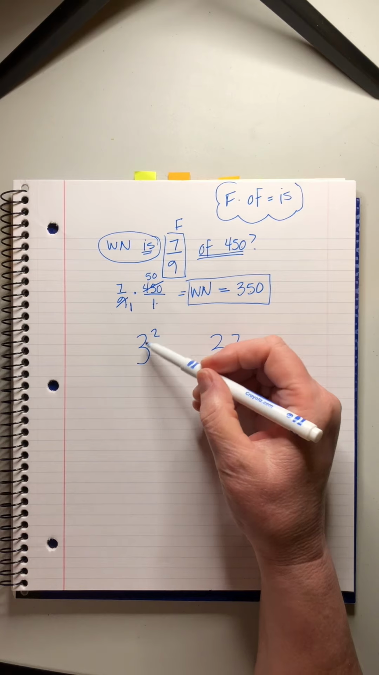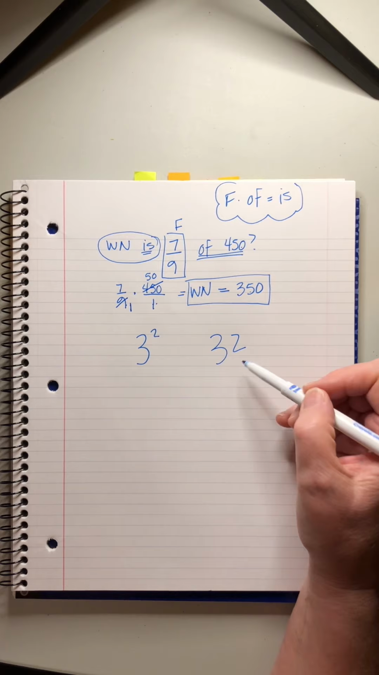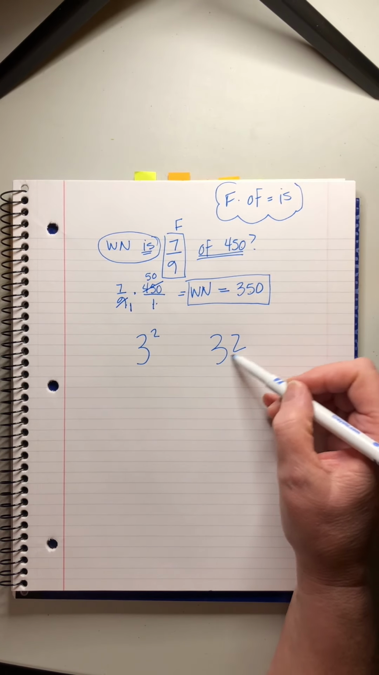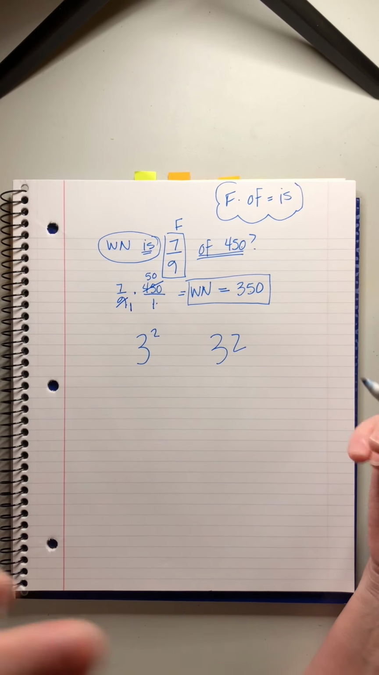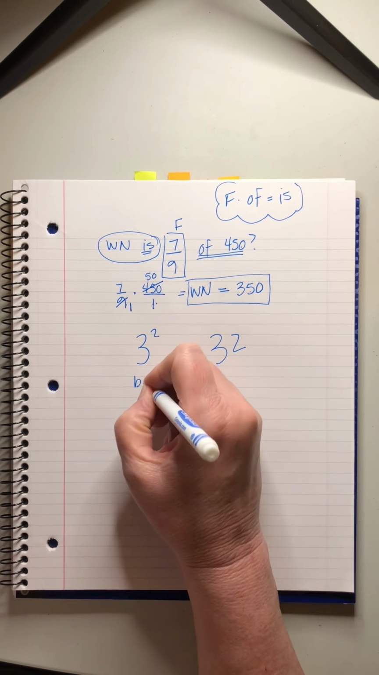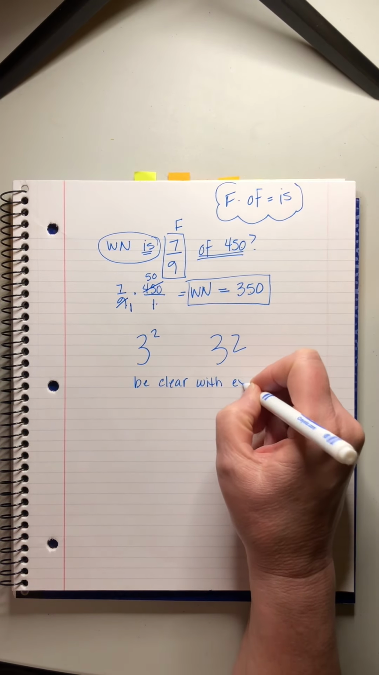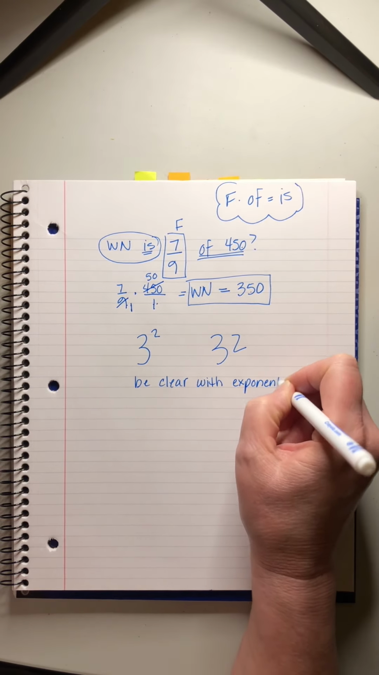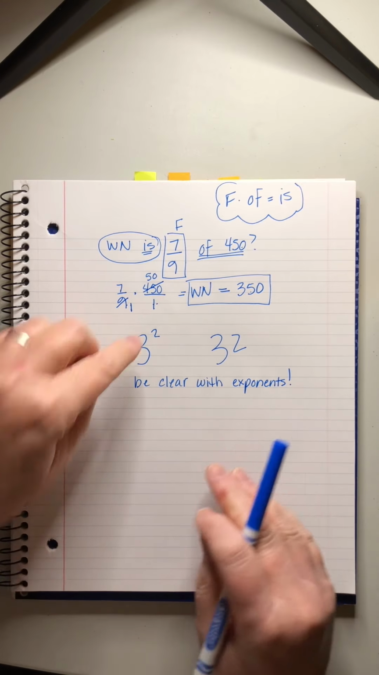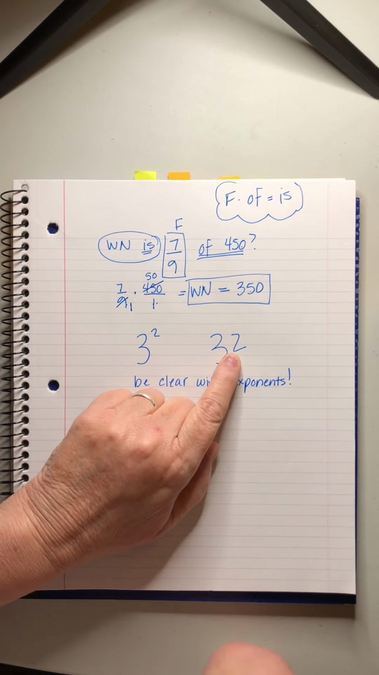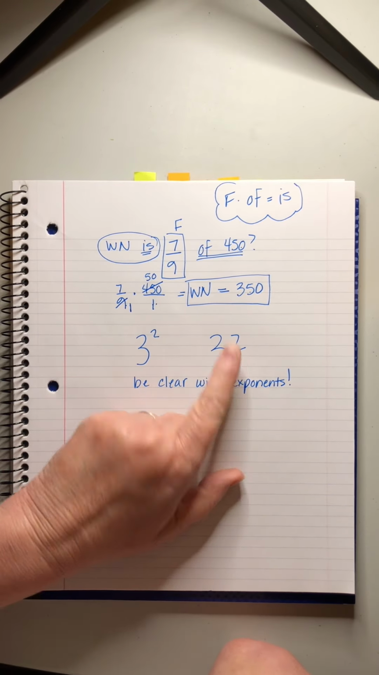Your exponents have to relate to the base in such a way that I can tell that's an exponent. If your exponents get big and sloppy, this looks like 32 to me. This looks like 3 squared, okay? So be very clear with your exponents, okay? Be neat, be precise, help me see that that's an exponent, because if it even looks something like this, I can't give you credit for that because it's too messy.